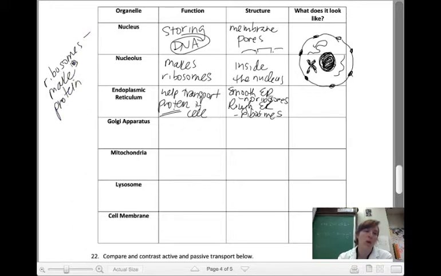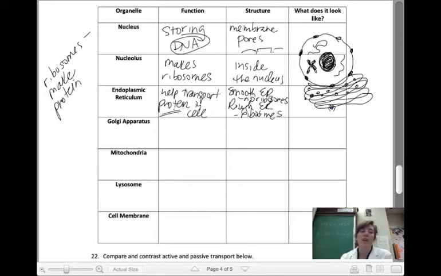That's a really important one. And so the ER is connected to the nucleus, and it looks kind of like this set of little flattened sacs of membrane. And then the rough ER has these little dots on it that are the ribosomes, and then the smooth ER, which is further down, does not.